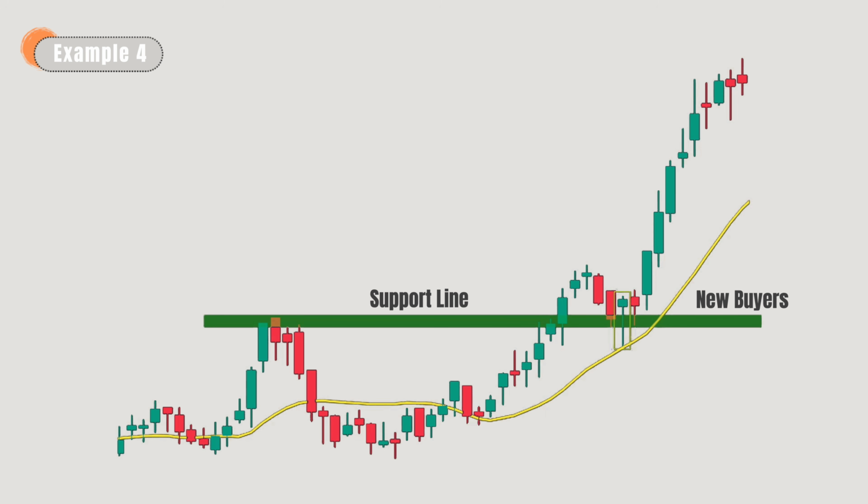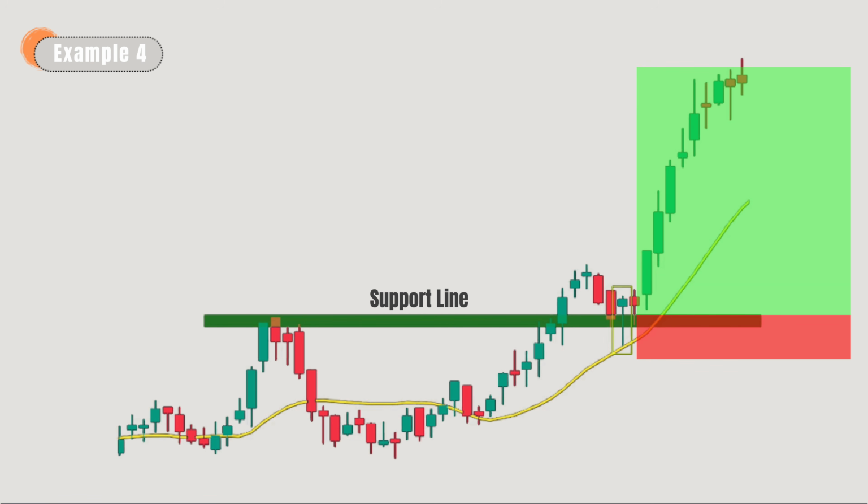Here the price continues its uptrend, supported by the previous high and a moving average from below. Here new buyers use the hammer as an entry point. By combining the candlestick pattern with key levels in price action, you can identify potential long trade entries.